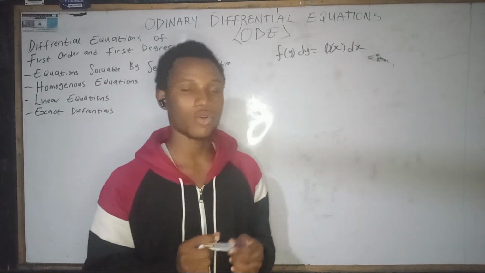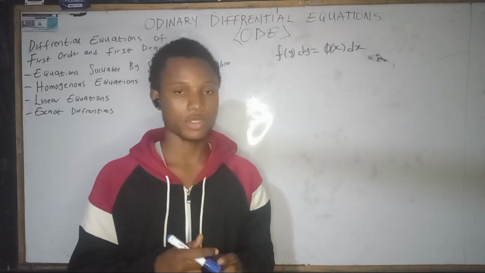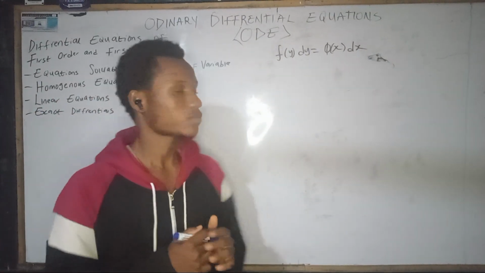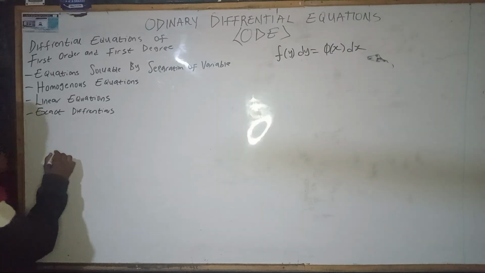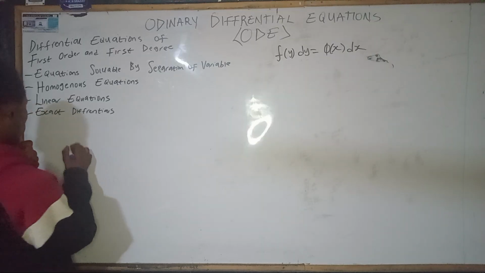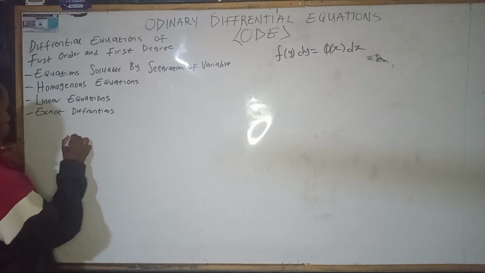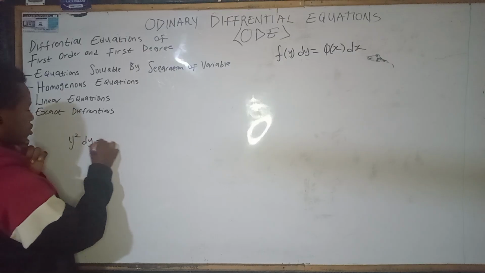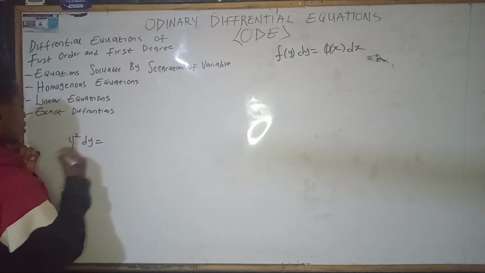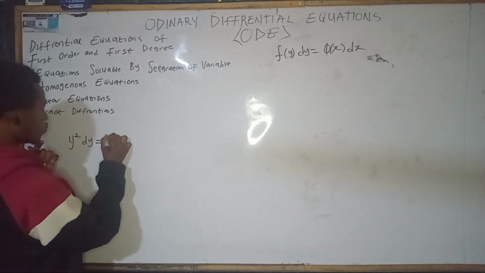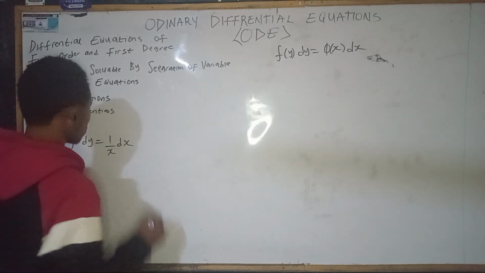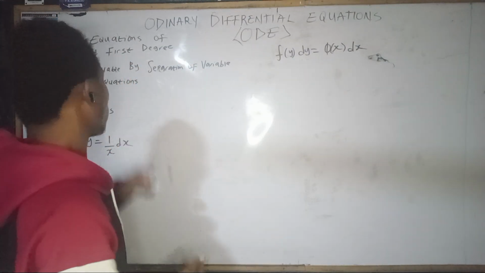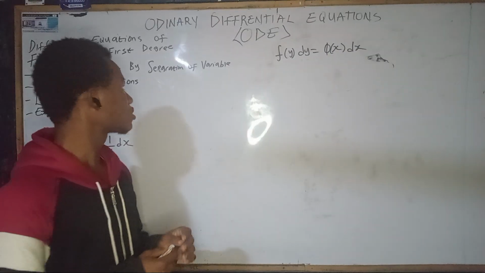So let us pick up a question and see if we can solve it. Let's say we have y square dy equals 1 over x dx. Now something like this is what we call an equation that is solvable by separation of variables.